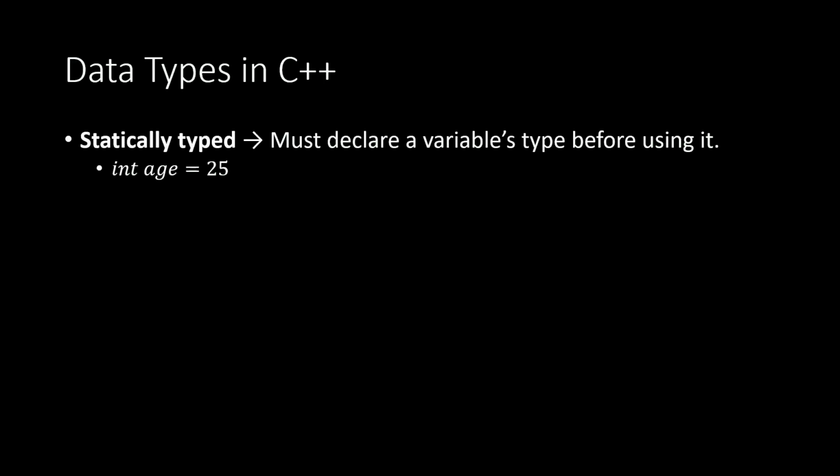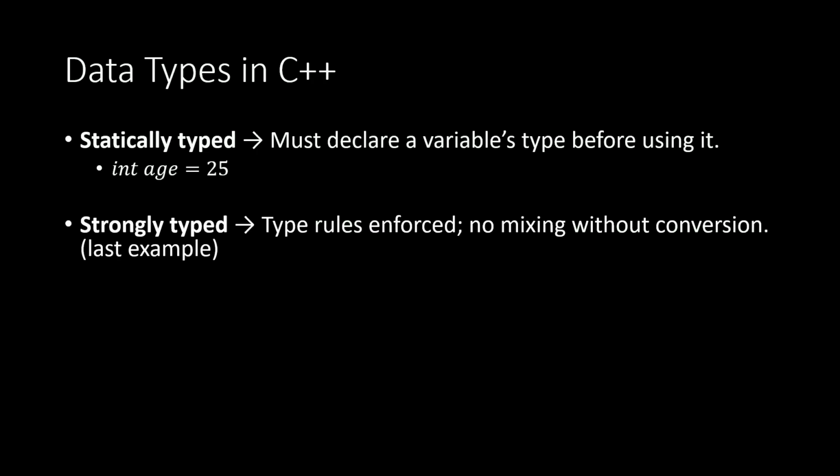Before that, just know that data types in C++ are statically typed. That means you must declare the variable's type before even using it. That's a part of the variable declaration. So once you declare the type of a variable, you cannot change the type anywhere in your program. Data types in C++ are also strongly typed. That means no mixing is allowed without conversion.